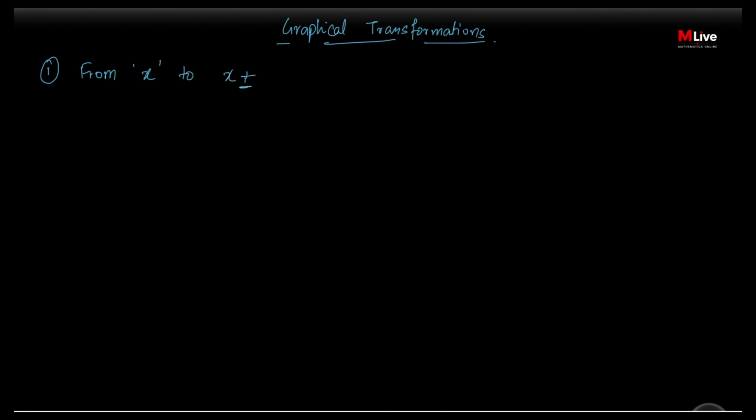So the first fundamental is when we have to translate from a variable x to a variable x plus or minus some constant a. What that generally means is the translation will happen only across the x-axis. So you will translate the graph, whatever you are making, right or left on the x-axis.